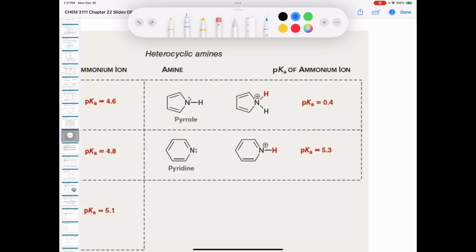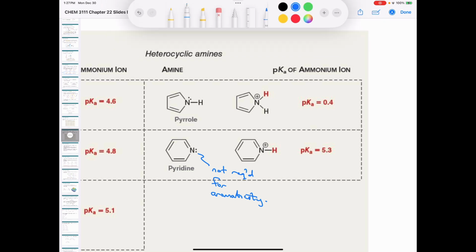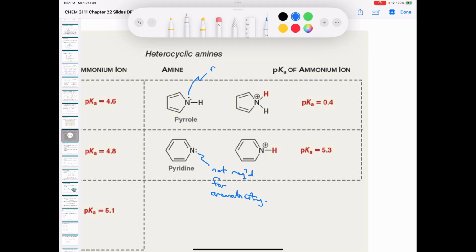Whereas when you have the protonated form of pyridine, and you would call this the pyridinium ion, why is this much more basic? Why is it not nearly as strong an acid? Well, the rationale is this: the lone pair in pyridine resides in an sp2 hybrid orbital, and this lone pair is not required for aromaticity. Okay, you don't need that lone pair for aromaticity, whereas this lone pair in pyrrole is required for aromaticity.